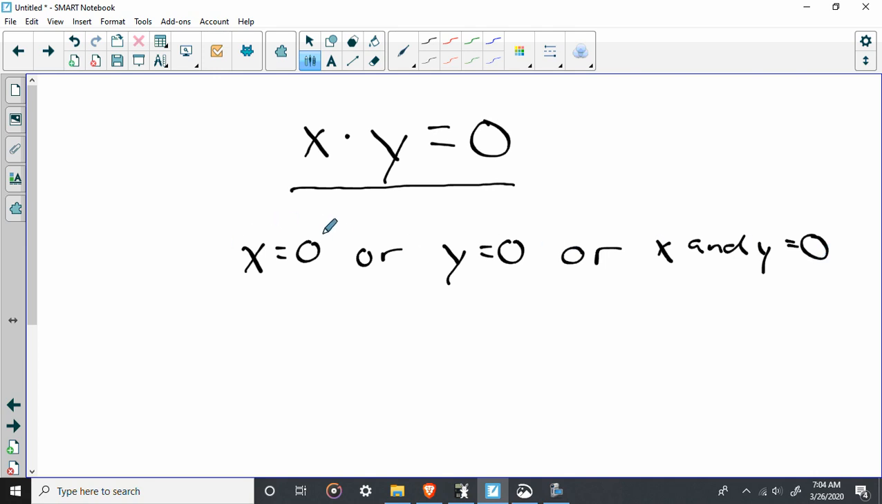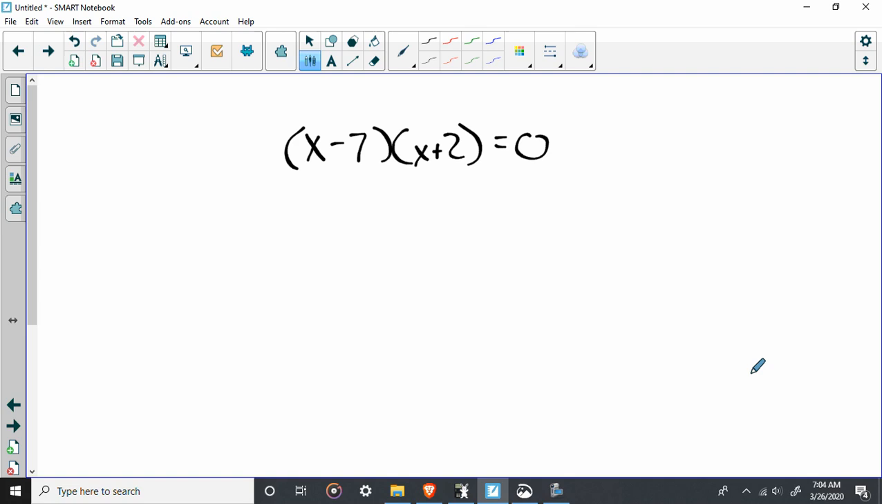So this is an important fact to keep in mind, and it's something that we can use as a tool to our advantage. We're saying the product of two numbers is 0, one of them has to be 0. So let's say we're given this.